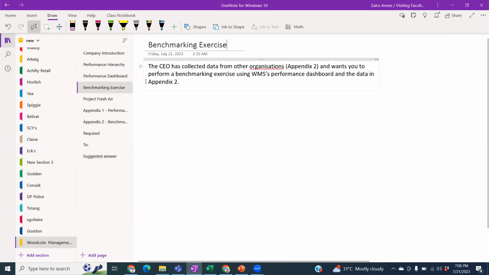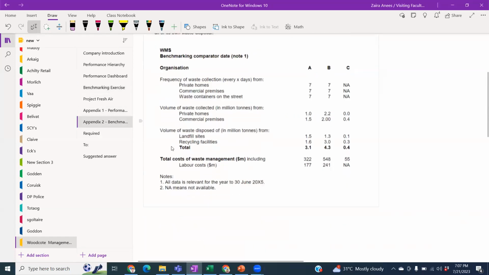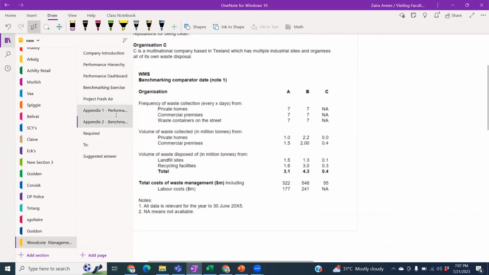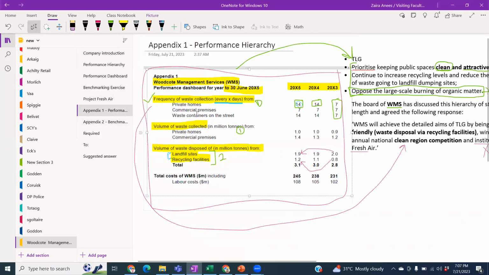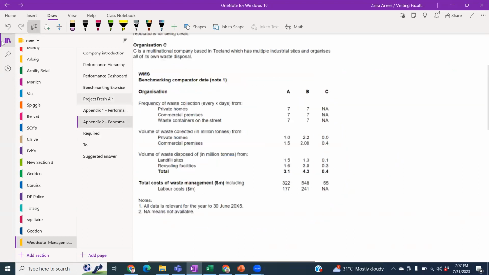So the benchmarking requirement is again very simple. The CEO has collected data from other organizations in Appendix 2 and wants you to perform a benchmarking exercise using the WMS performance dashboard and the data in Appendix 2. So this is basically something which is in Appendix 2. Let me try to copy and paste data from Appendix 1 because this relates to WMS.